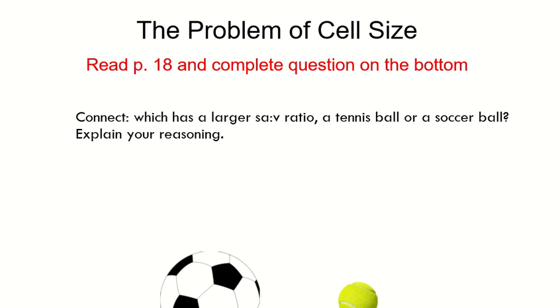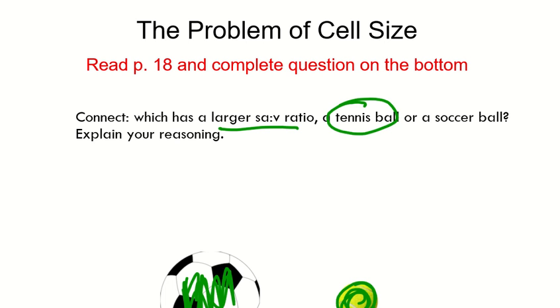Now, when we look at the problem with cell size, we have to look at those surface area to volume ratios. Tennis ball or soccer ball, which has a larger surface area to volume ratio? Well, this is going to be a tennis ball. There is more volume in a soccer ball compared to the surface area. The tennis ball itself has more surface compared to empty space in the middle, so we have a larger surface area to volume. If you have a larger surface area, you'll probably have a larger ratio in comparison.